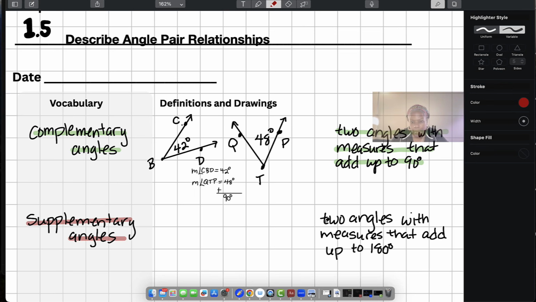And if you remember, 180 degrees is a special type of angle, right? Because it's a straight angle. So basically, when we have supplementary angles, those two angles will add up to a straight line. We'll look at this a little bit later.